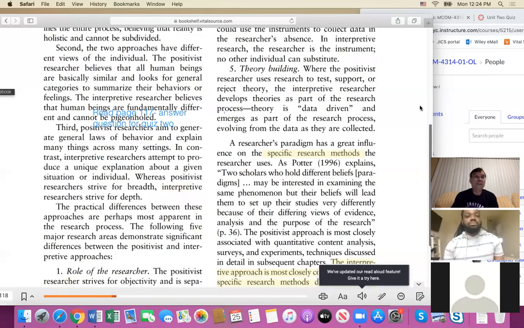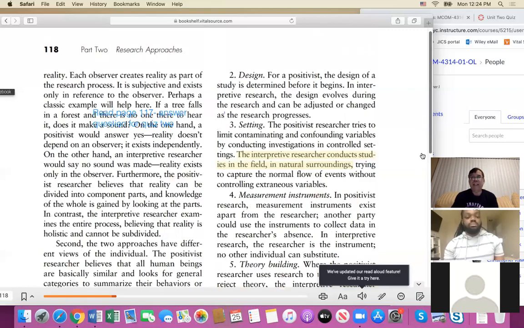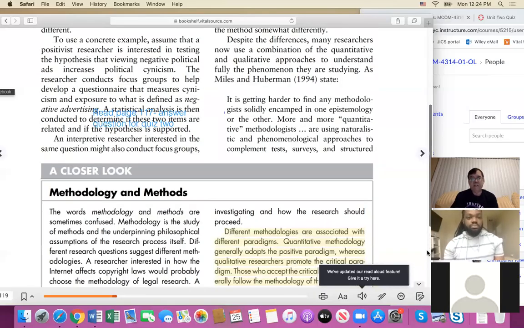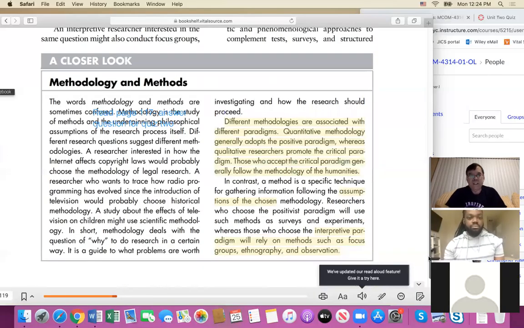Okay, so that's on page 19, there's an inset here on page 19. There it is. Different methodologies are associated with different paradigms. Quantitative methodology generally adopts a positive paradigm, whereas a qualitative promotes a critical paradigm. Those who accept the critical paradigm generally follow the methodology of the humanities. And when we're talking about critical in the humanities, we're usually talking more about English. History can be in there as well, and languages, foreign languages.